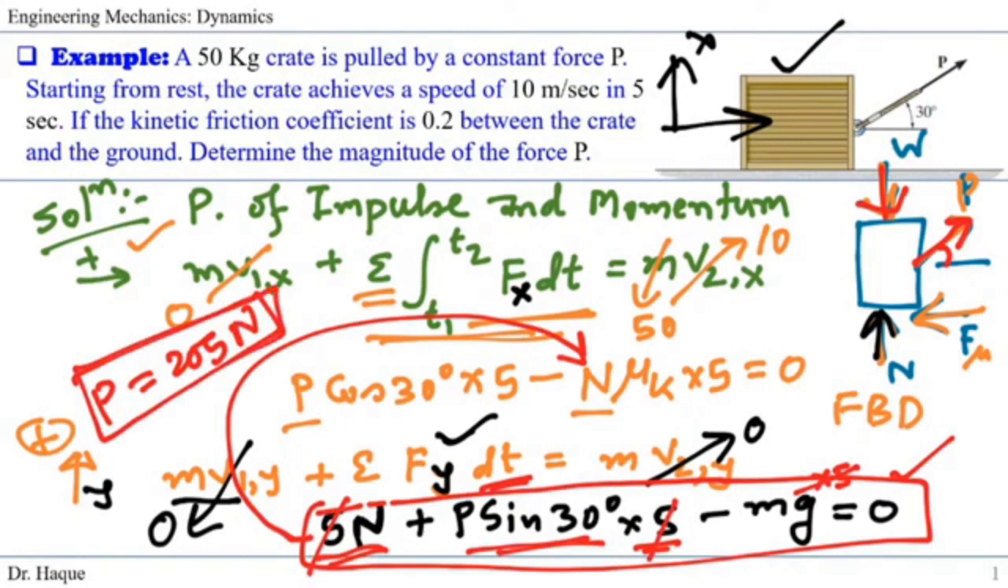Now your goal is to apply the principle of impulse and momentum by yourself, use the equations in the x and y directions, and check if you got P equal to 205 Newton. If you have any questions, if you feel any trouble solving and getting the result, or if you need more clarification, please comment below, and I will explain in reply to your comment.